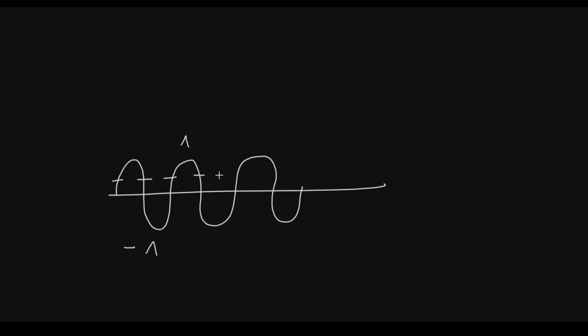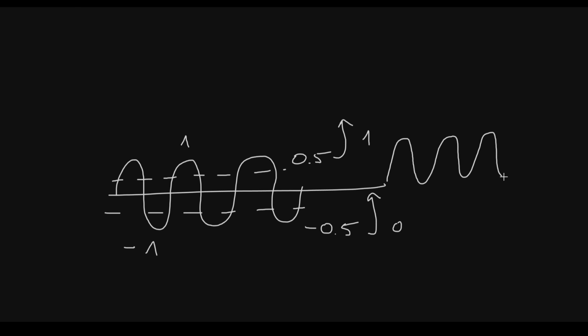So let's say this is our sine function. It goes like this, and it goes from -1 to 1. Well, if we multiply all the values by 0.5, we get -0.5 to plus 0.5. And then if you add 0.5 on both of these values, this becomes a 0 and this becomes a 1. So now our sine wave goes from 0 to 1.